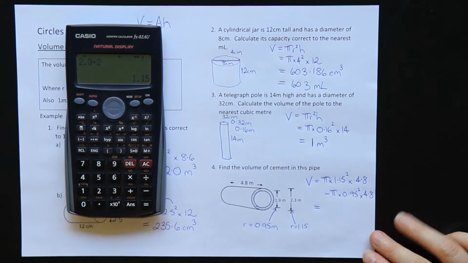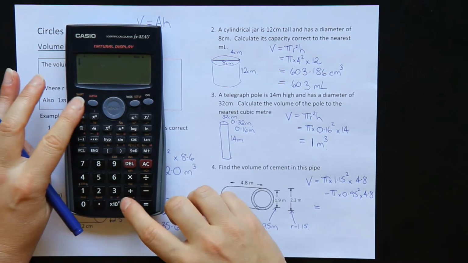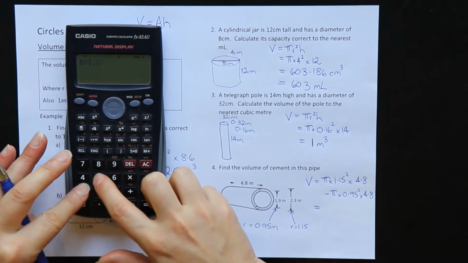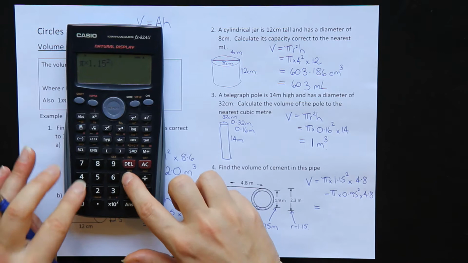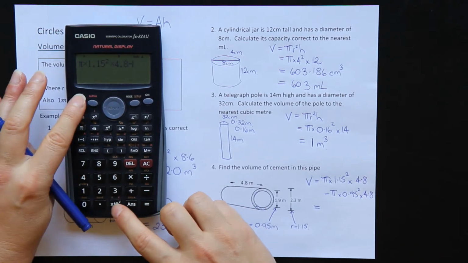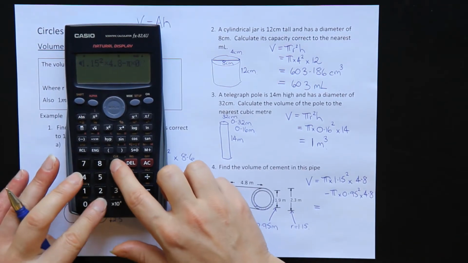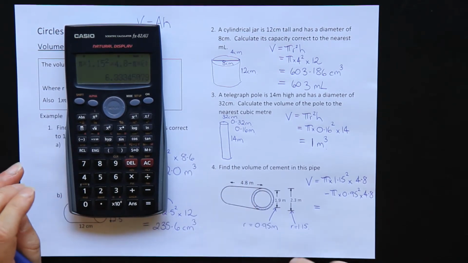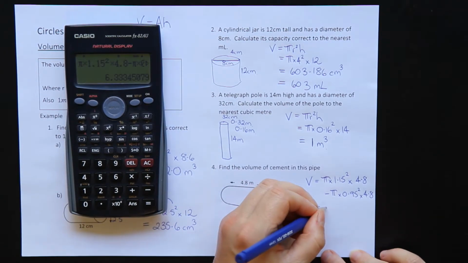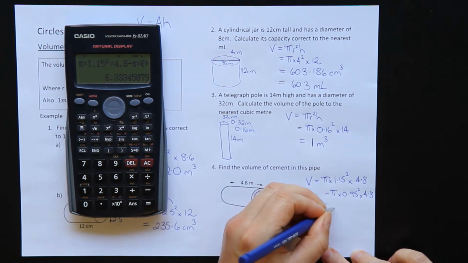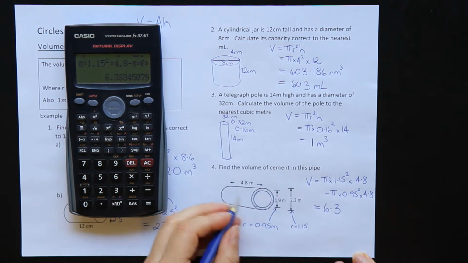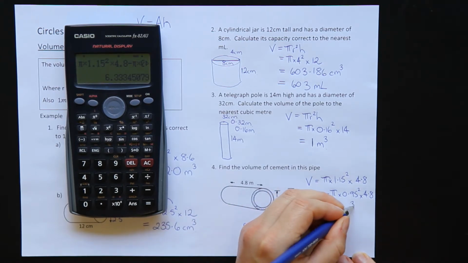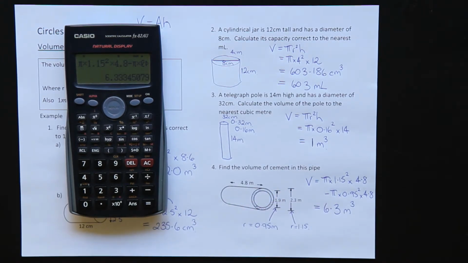And we type all of that in to get our answer. So pi times 1.15 squared times 4.8 minus pi times 0.95 squared times 4.8 is, it doesn't say where to round it, so let's just do one decimal place. 6.3. My units are meters, so meters cubed would be the amount of cement in that pipe.